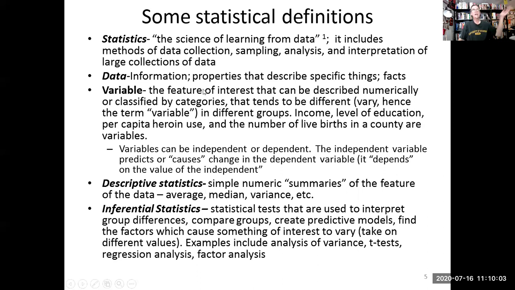So statistics is just the science of learning from data. And within the field of statistics, you learn about all data collection and how to design a sample and interpretation of different statistical tests. There are many, many, many. Data is simply just information. It's very broadly defined. A variable, I already described that.